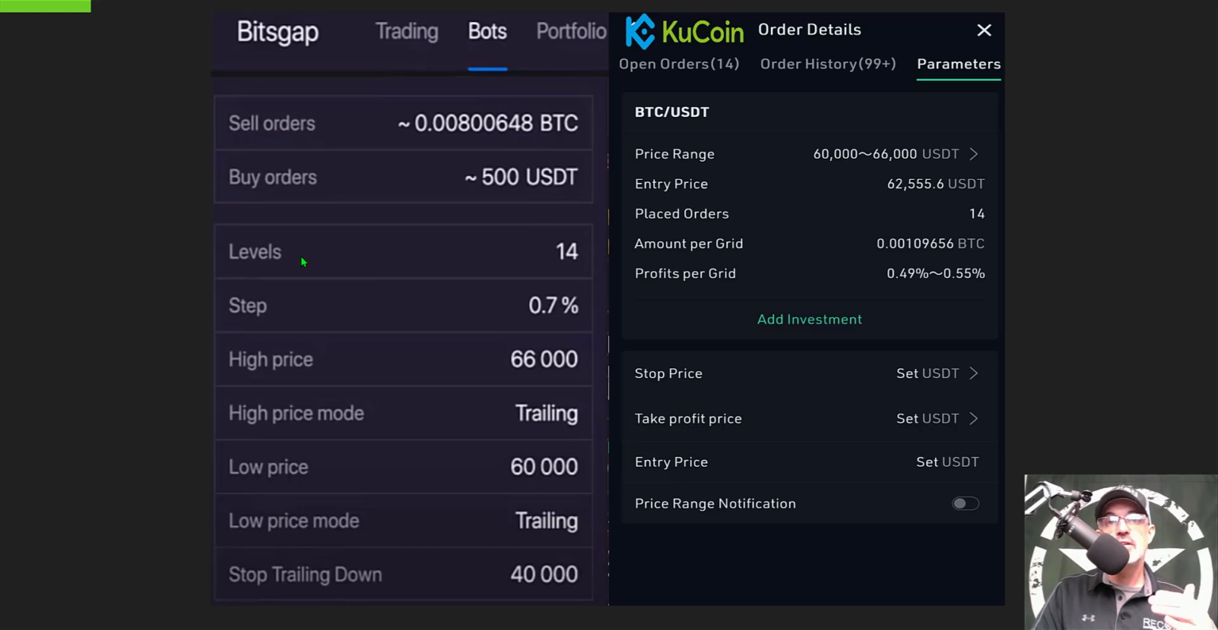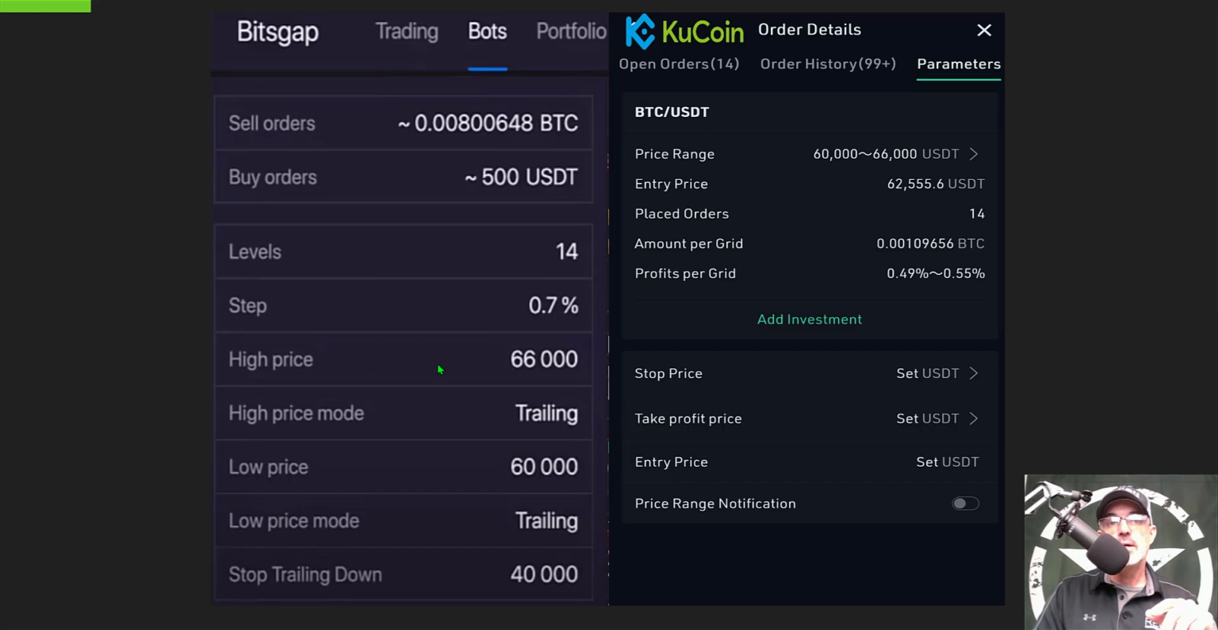Now, the number of grids or levels for each grid bot was 14. If you see over here on Bitsgap, it says levels 14. And if you look over here on the Kucoin order details, you will see placed orders 14. They call them something slightly different, but it's the same thing. I was able to set up that parameter identical at 14 levels each. Now the step or grid space on Bitsgap was 0.7%. However, the profits per grid over on Kucoin, which is equivalent to the step or spacing on Bitsgap, had a range of 0.49 to approximately 0.55%. So right there was one of the first differences between these 2 bots.